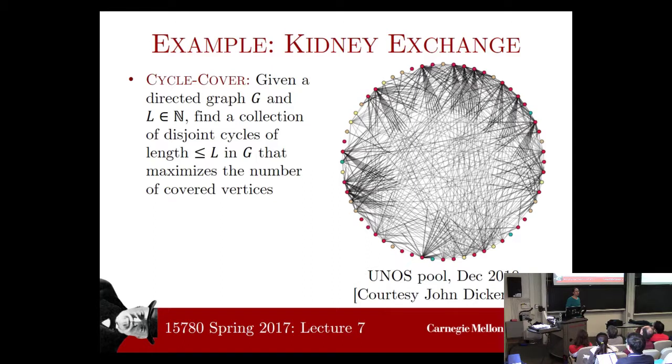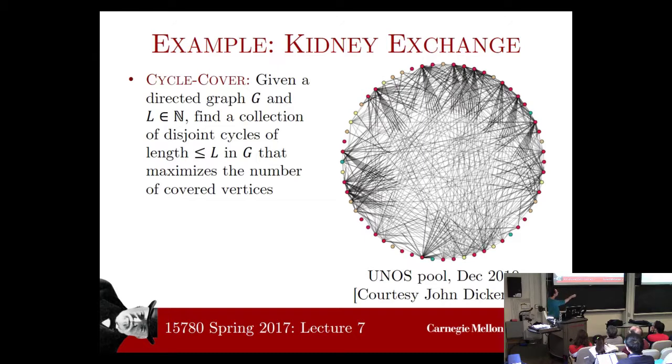Okay? And then, if you have a 3-cycle, that means donor 1 donates to patient 2, donor 2 to patient 3, donor 3 to patient 1. So this is an example from a specific kidney exchange that I'll talk about in more detail in a few minutes, the UNOS kidney exchange. It's one of their first match runs when they started running in December 2010. So the pool is still relatively sparse.